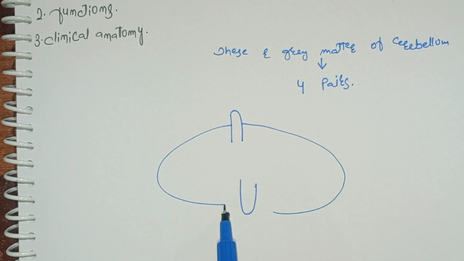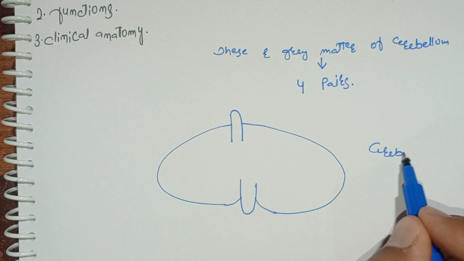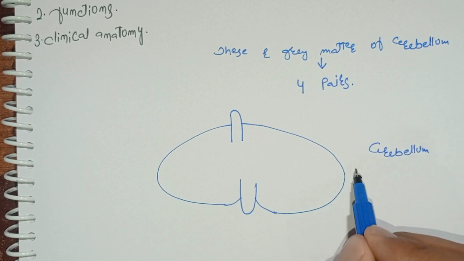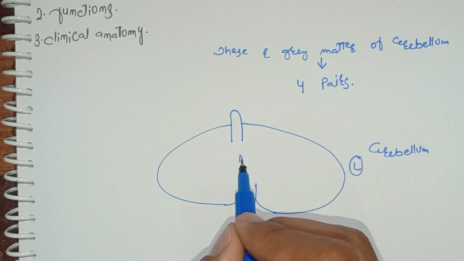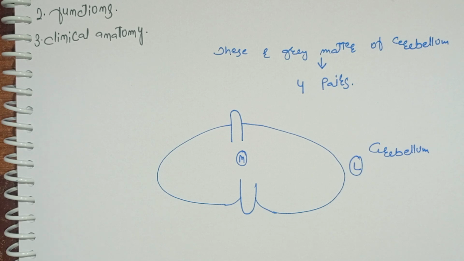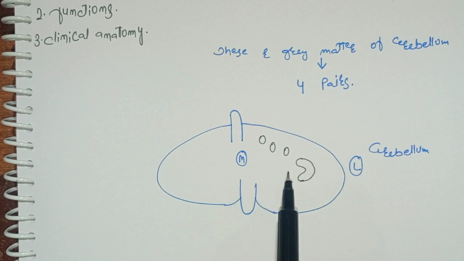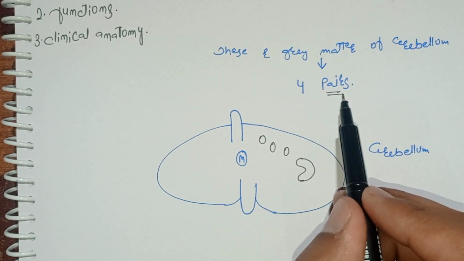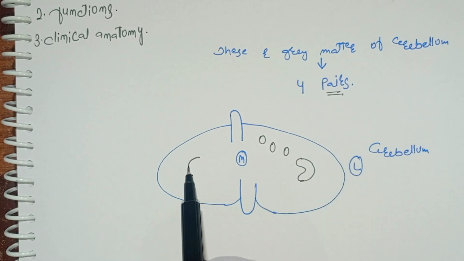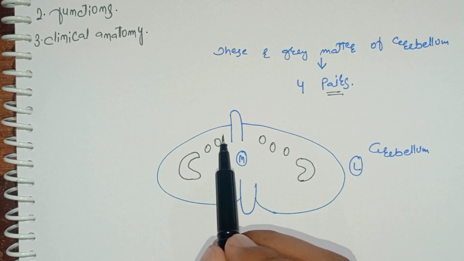So this is the diagram of the cerebellum. This is the lateral side, and this is the medial side. Now in this cerebellum, we have four nuclei: this is the first, second, third, and fourth. Since these are present in pairs, similarly on the other side, we have four: 1, 2, 3, and 4.